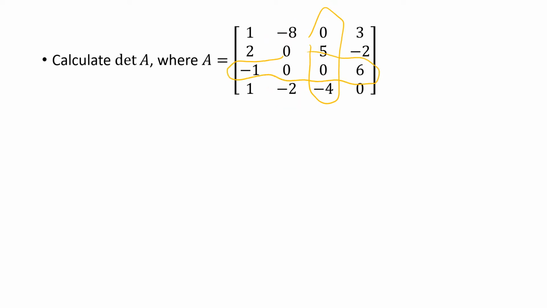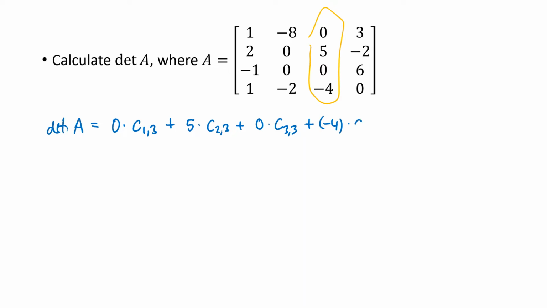So I'm going to kind of arbitrarily pick one of those, and I'm going to pick column 3 as my choice. So now what we do is we take each entry of that column and we multiply it by the corresponding cofactor. So the first entry is 0, which is in row 1, column 3. So we'll multiply that by the cofactor C1,3. And then the next entry is 5, which is in row 2, column 3. So we'll multiply 5 times C2,3. The next entry is another 0, multiplied by C3,3, and then finally we have a -4, which we'll multiply by C4,3.